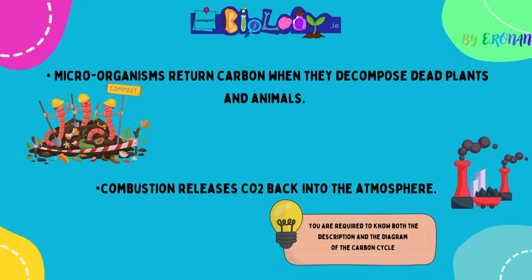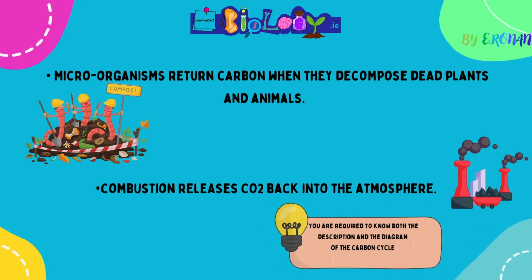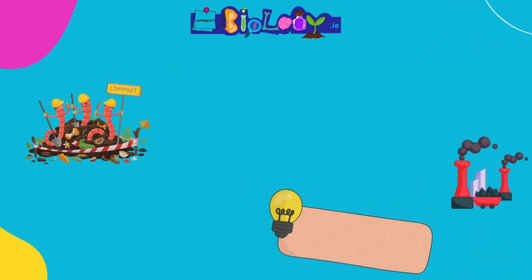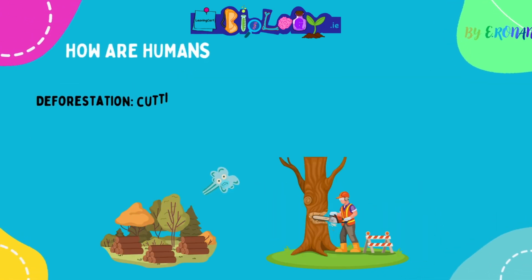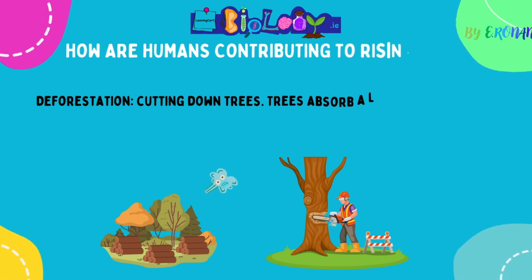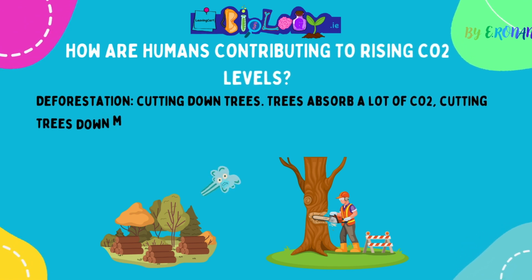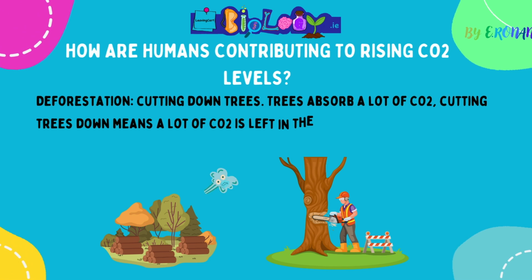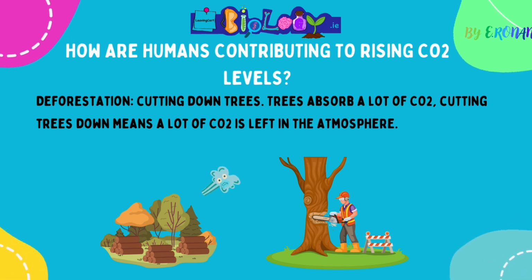It says there you are required to know how to draw the diagram and give a description of the carbon cycle, which I've already touched on. Then we have to talk about how humans are contributing to the rise of CO2 levels. So deforestation, this describes the cutting down of trees. Trees absorb a lot of carbon dioxide, and cutting them down means that there's a lot more CO2 left in the atmosphere.